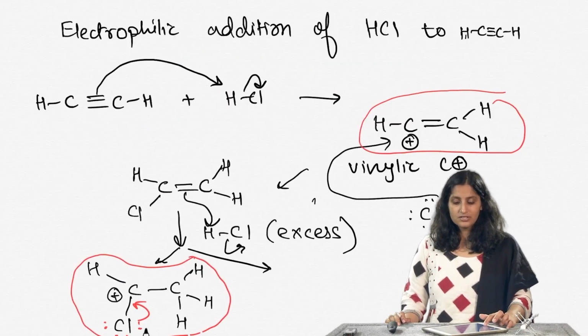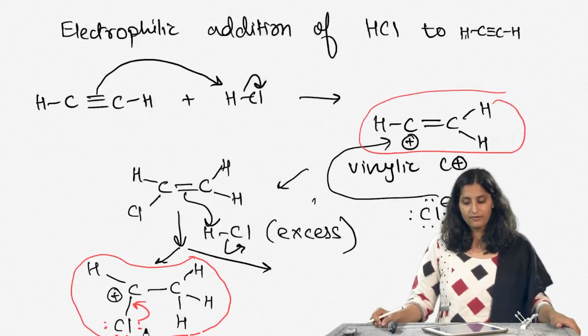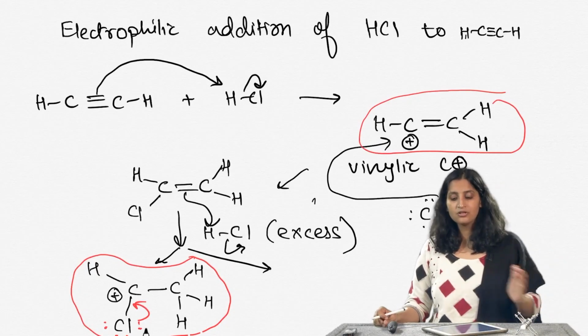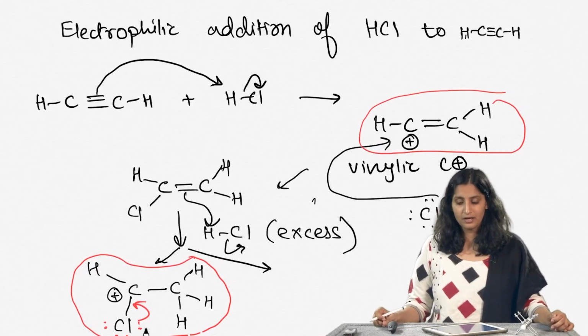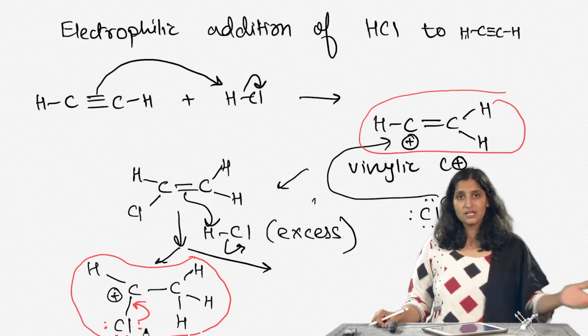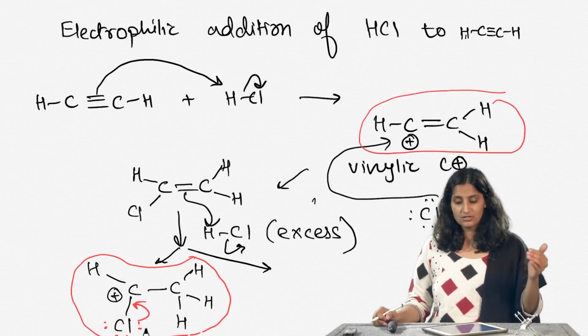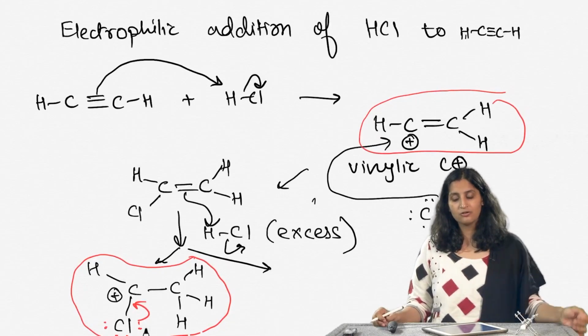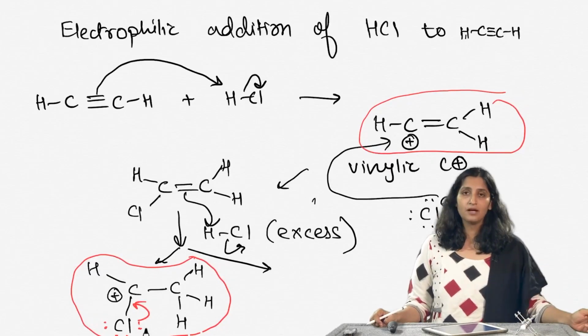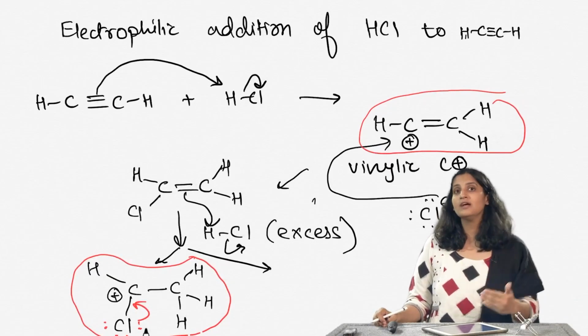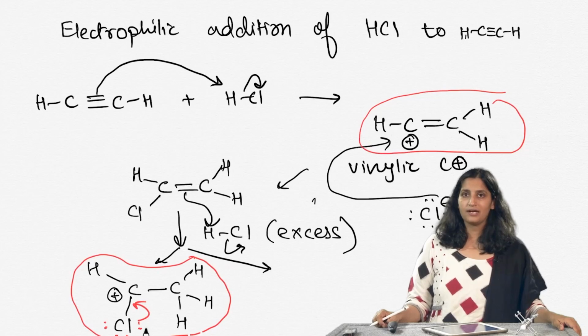So, one of the reactions that we have covered today of alkynes is the addition of HCl across the carbon-carbon triple bond. Next time we will cover the reaction of addition of Br2 across the carbon-carbon triple bond, hydroboration and some other reactions of alkynes.